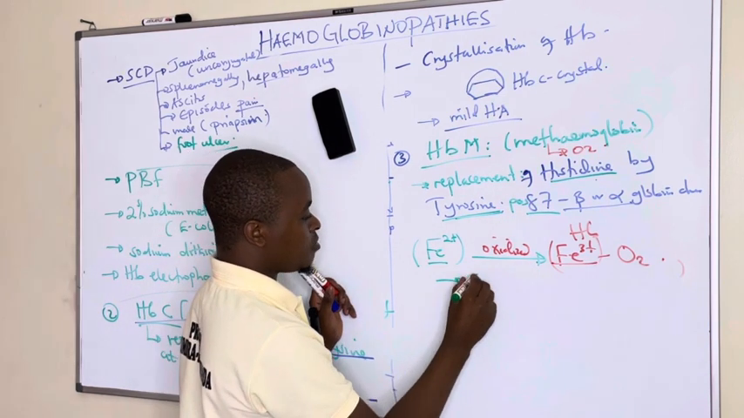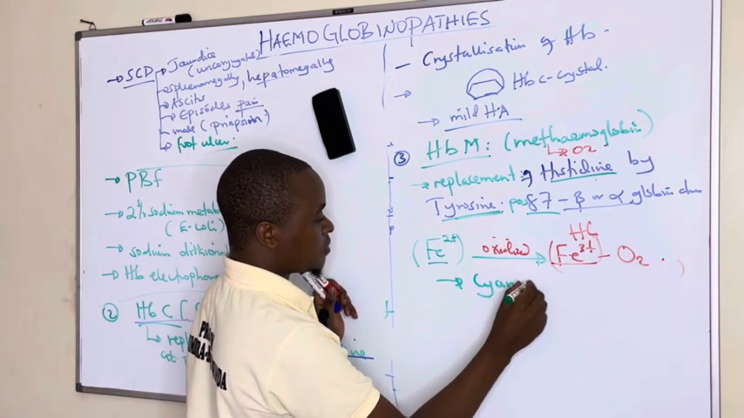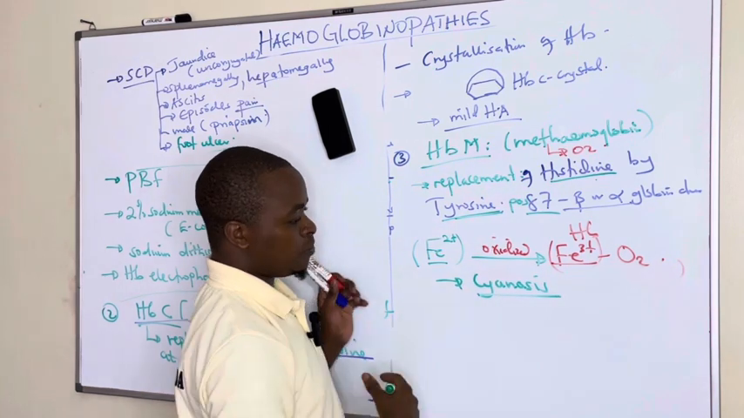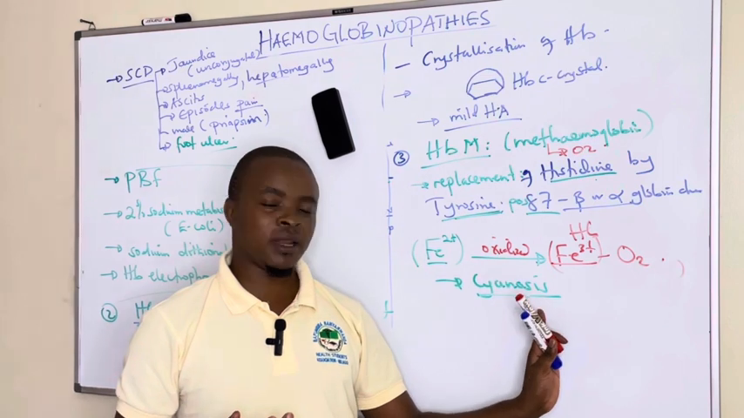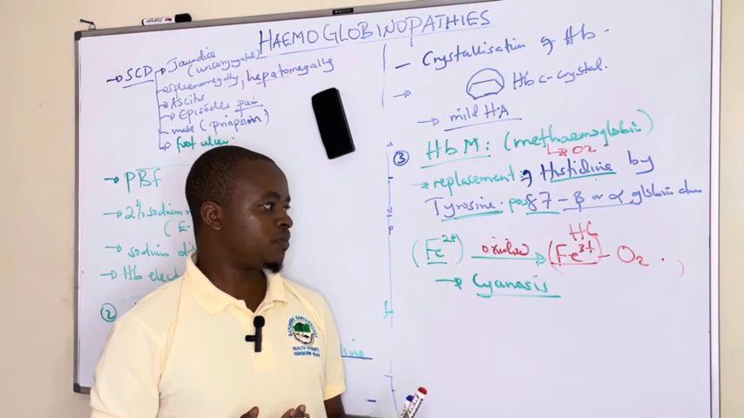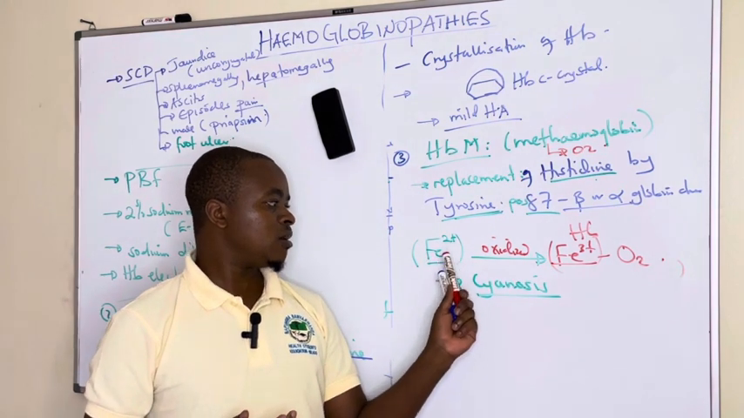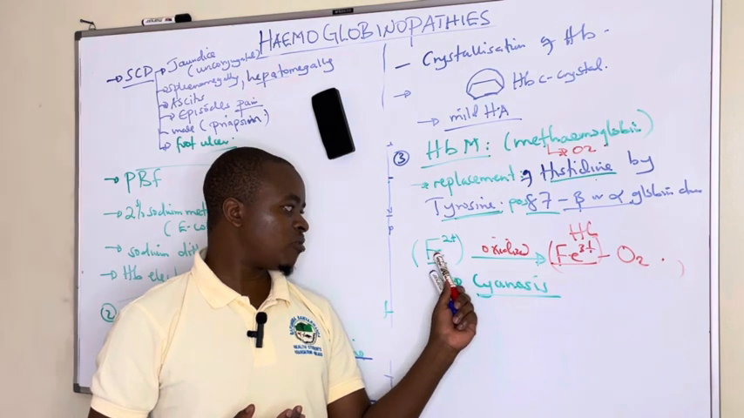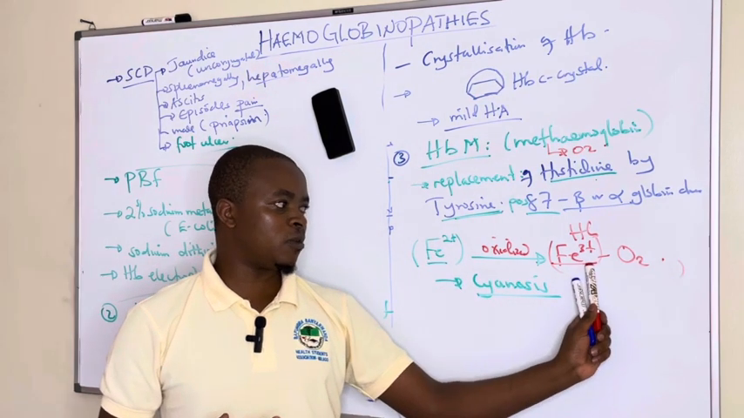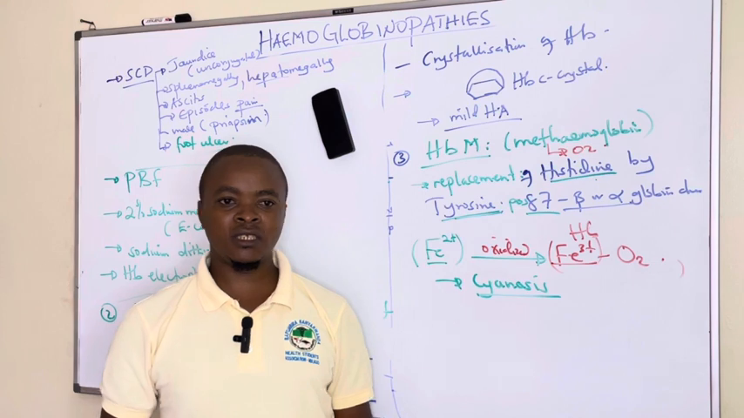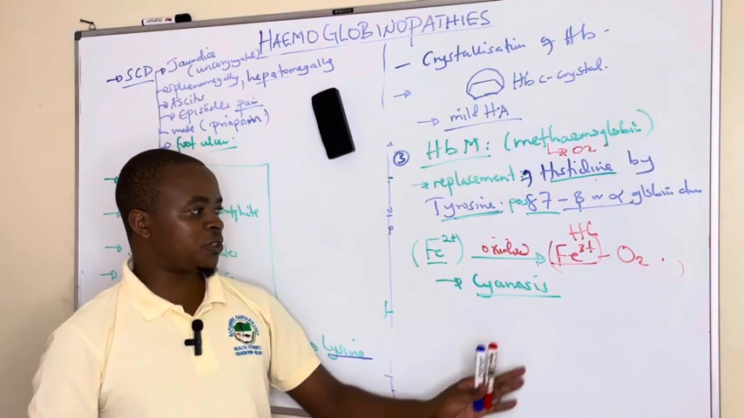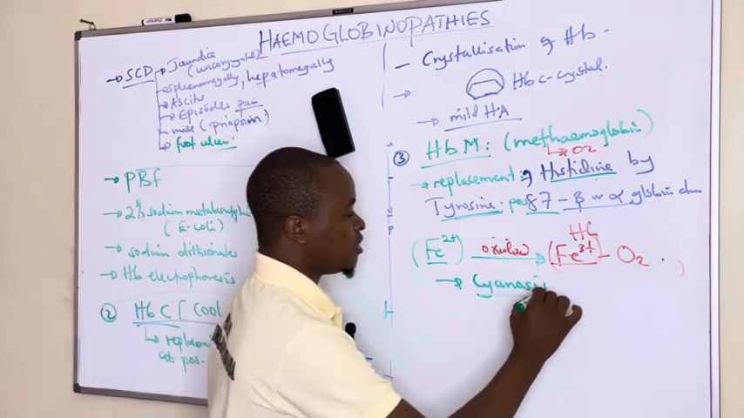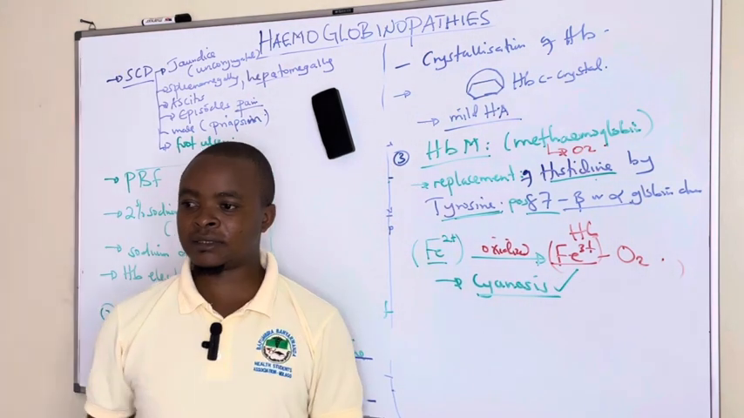And because this methemoglobin is unable to bind with oxygen, these people with hemoglobin M disease normally suffer from cyanosis, which is blue coloration due to lack of oxygen supply to many body tissues. Because hemoglobin, after converting from iron 2 to iron 3, which is stable, does not combine with oxygen, so hemoglobin cannot deliver oxygen to the respiring cells, resulting in what we call cyanosis.